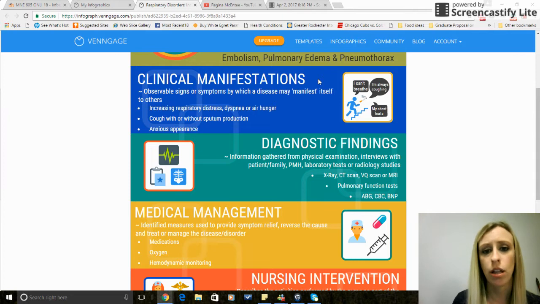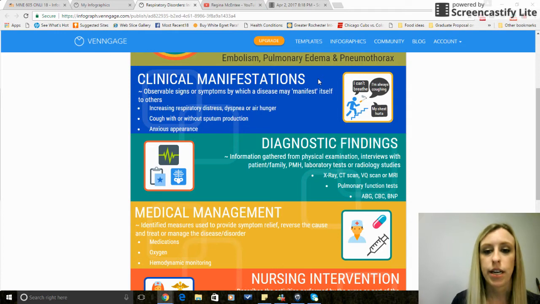You may recall, signs are objective in the sense that they can be felt, heard, or seen. Common examples of objective findings might be that you notice clubbing of the fingernails, wheezing upon auscultation, or the feeling of crepitus under the skin upon palpation. Subjective findings or symptoms, on the other hand, are not outwardly visible to others. Examples of subjective findings might include a patient report of chest pain.